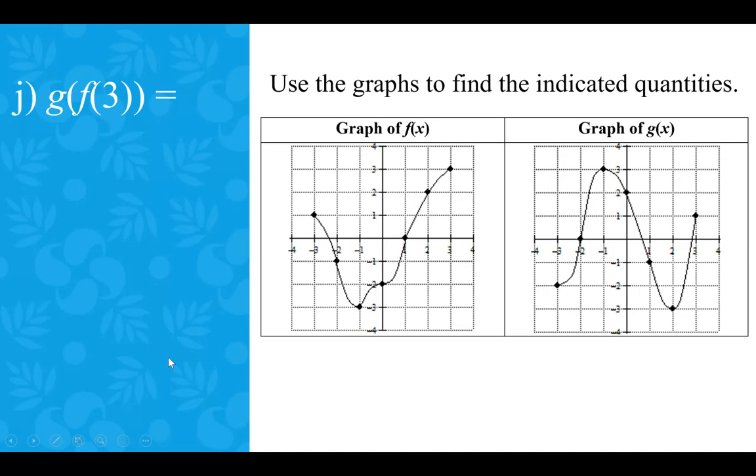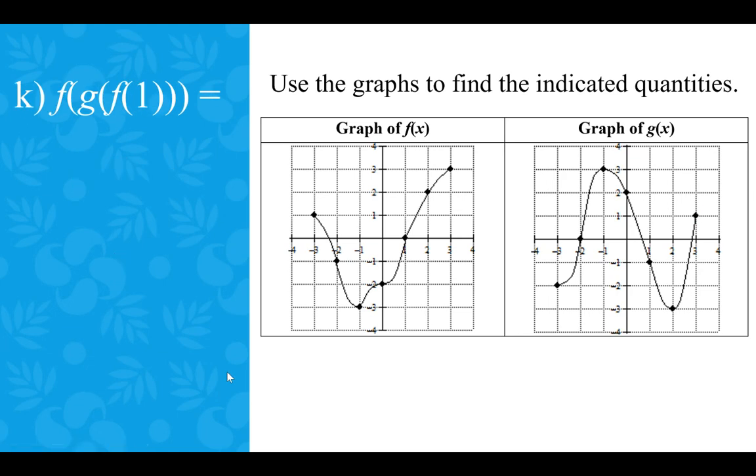Let's try a few more. How about g of f of 3? Again, always remember to start in the middle. F of 3 means find the y value when x is 3. And in the f of x function, we know that when x is 3, the y value is also 3. So f of 3 is 3. We make that substitution. And g of 3 is, of course, 1.